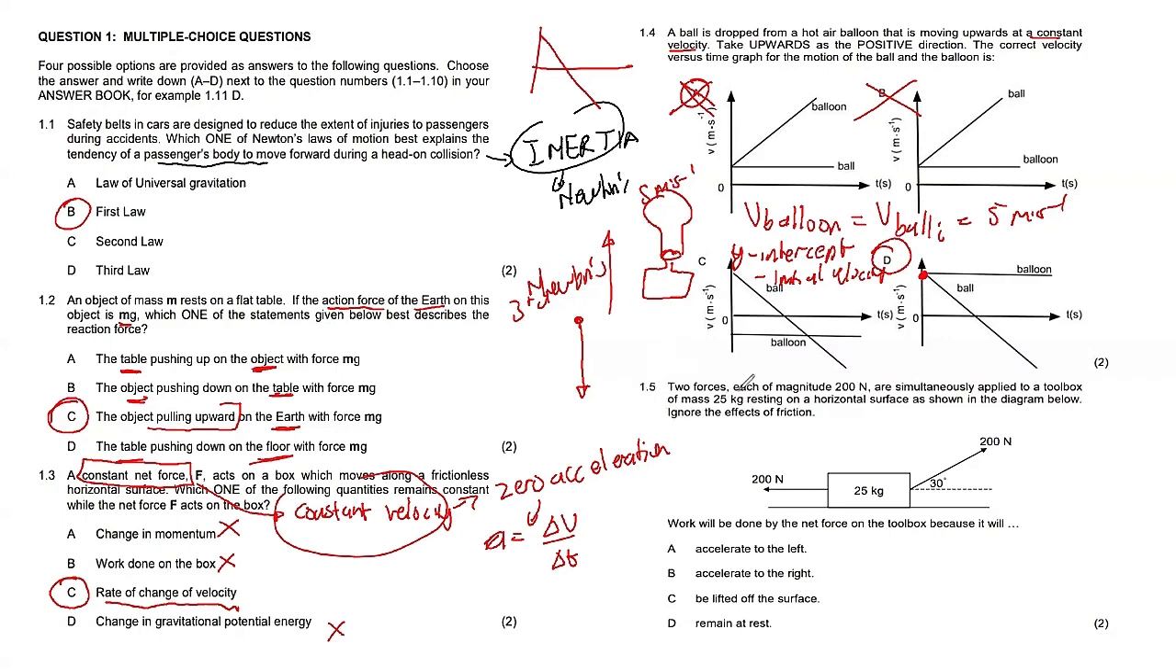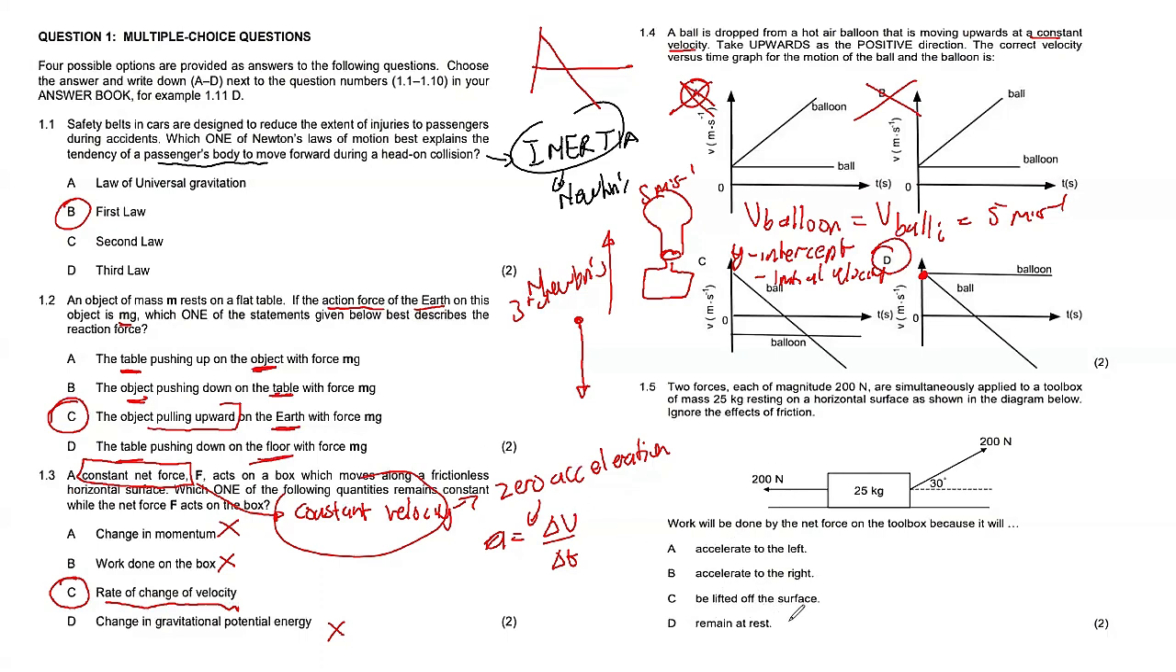Then 1.5 says, two forces, each of magnitude 200 newtons, are simultaneously applied to a toolbox of mass 25 kg, resting on a horizontal surface as shown in the diagram below. Ignore the effect of friction. Then they say work will be done by the net force on the toolbox because it will A, accelerate to the left, B, accelerate to the right, C, be lifted off the surface, or D, remain at rest.